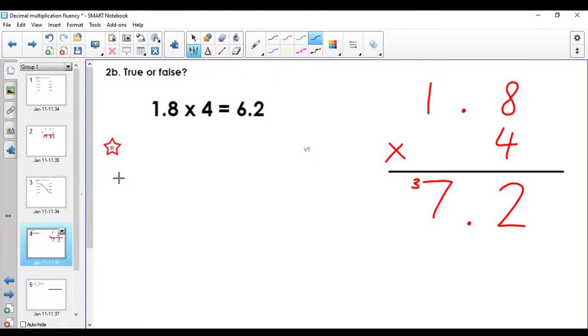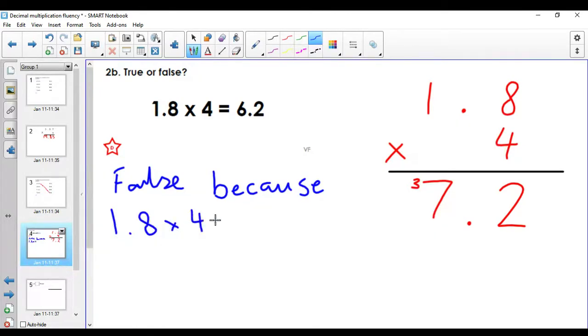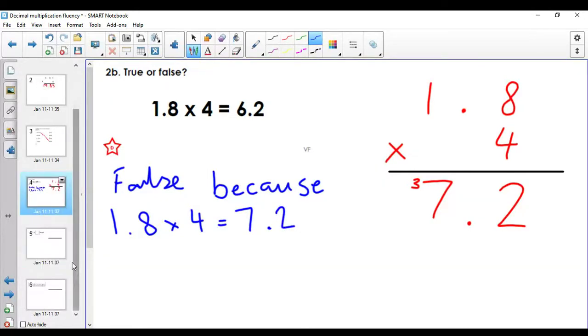Now, what's really important here is how I answer the question. False, excuse my poor handwriting on my graphics tablet. False because 1.8 times 4 equals 7.2. And that is my sentence to answer the problem.